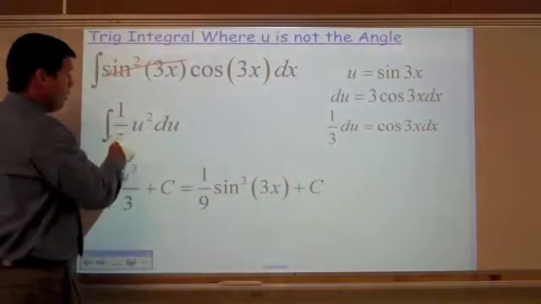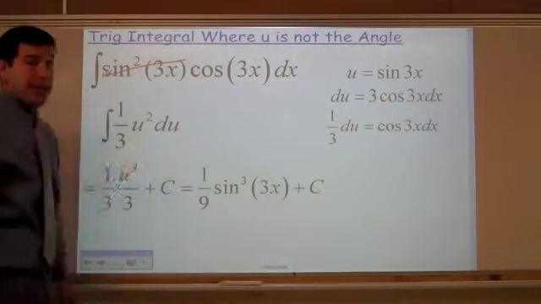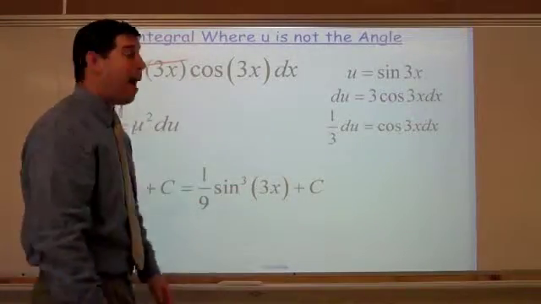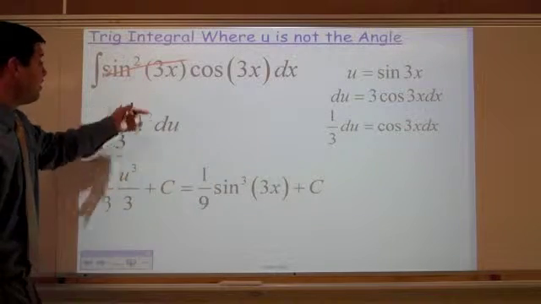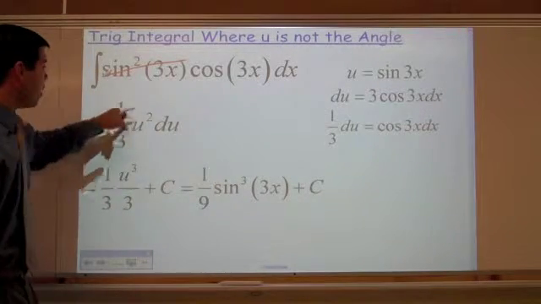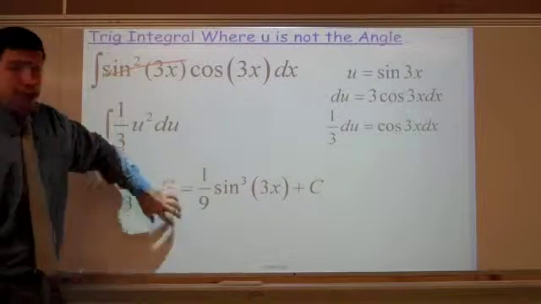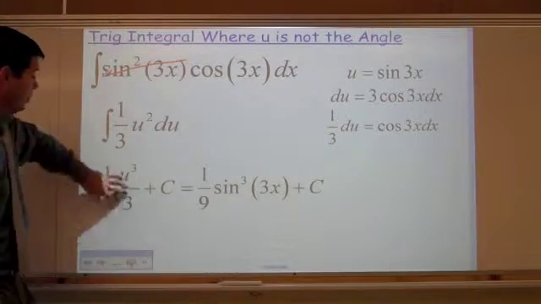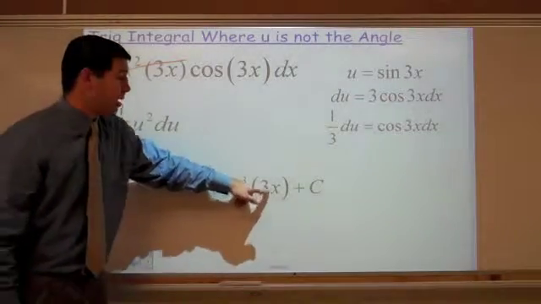So you get 1/3 u squared du. Now again, anti-derive using the power rule. Add a power, divide by the power. So u squared goes to u cubed over 3. 1/3 times u cubed over 3 plus your constant of integration. Combine your fractions, back substitute, and you get 1/9 sine cubed of 3x plus c.